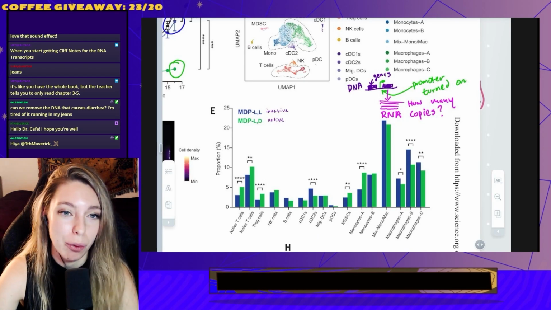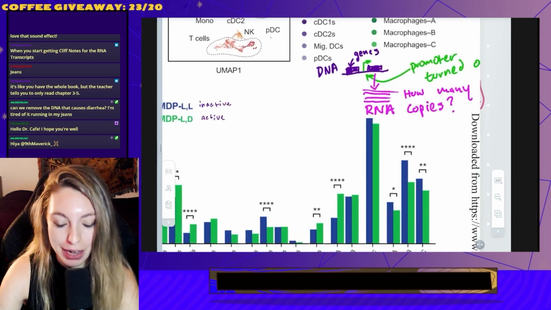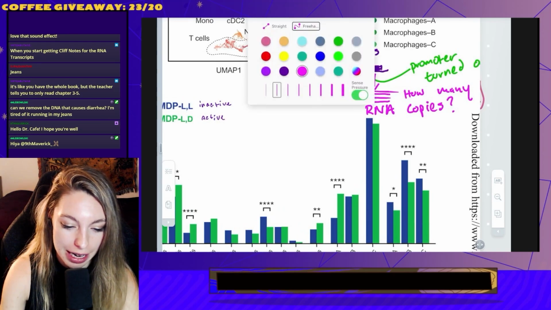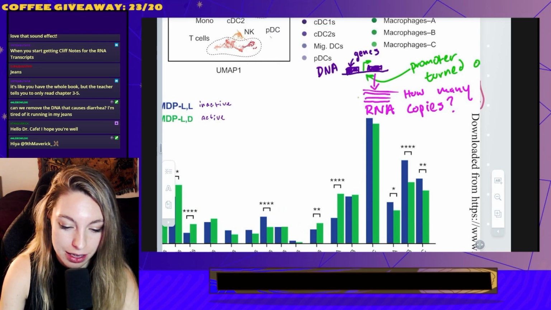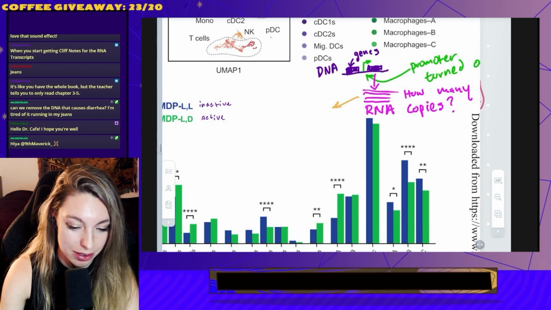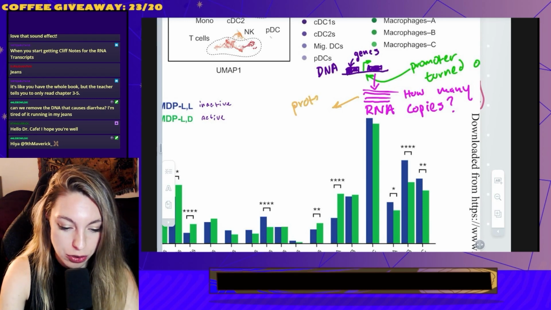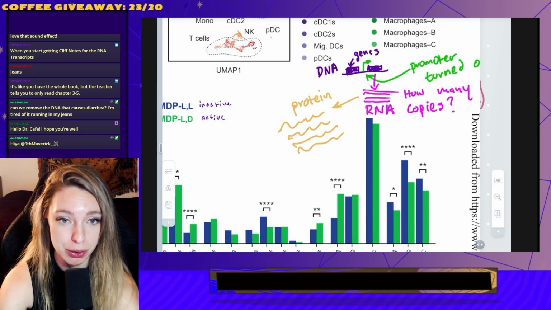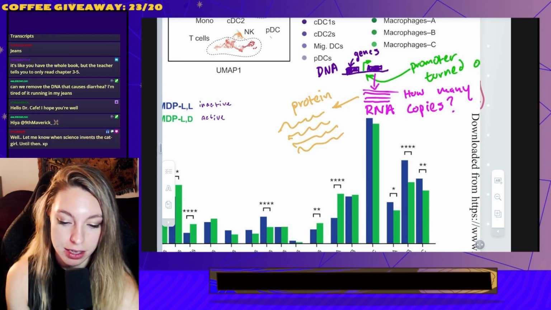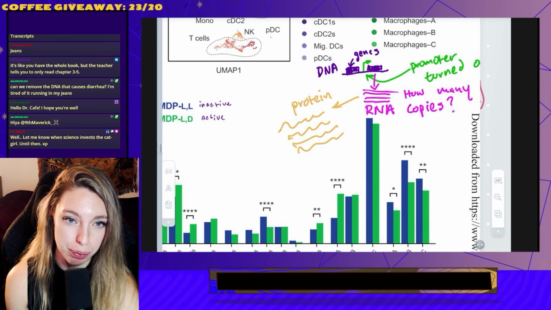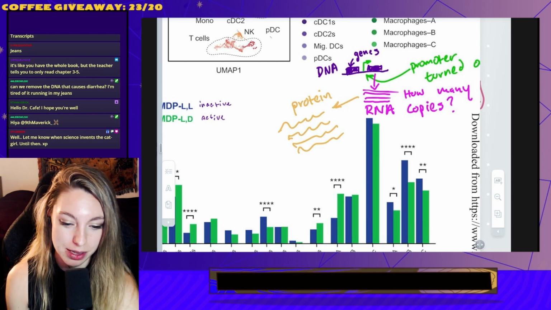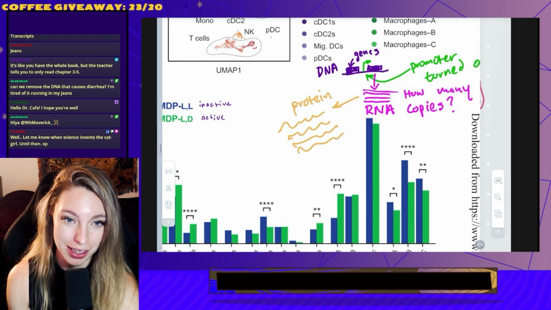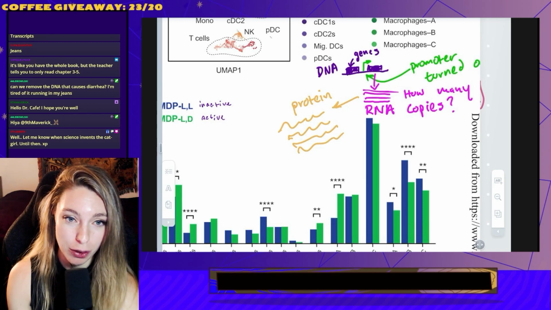Now, you might be wondering, okay, why does RNA matter? Well, it matters because RNA gets converted into proteins. Each little RNA becomes its own little protein, and proteins are the things that actually do the work in the cell. Your cell is built out of proteins, okay? So the DNA is a blueprint, the RNA is like a copy, and then the protein is the functional thing.